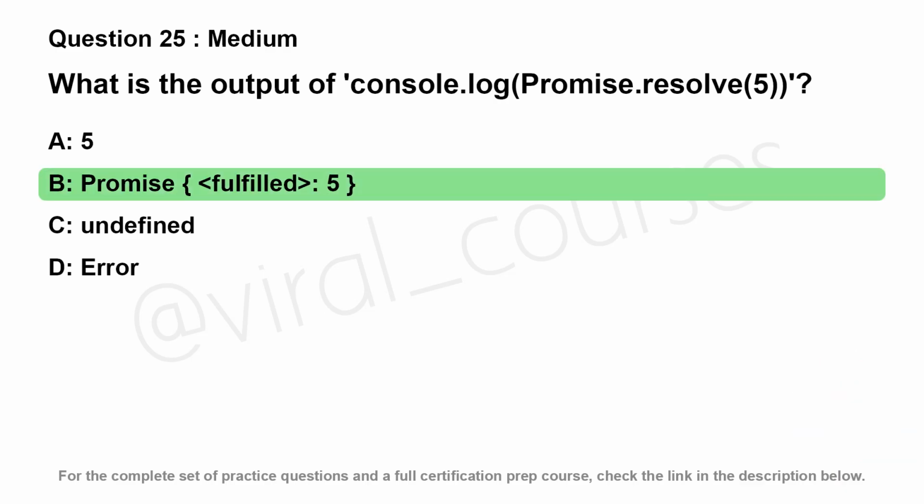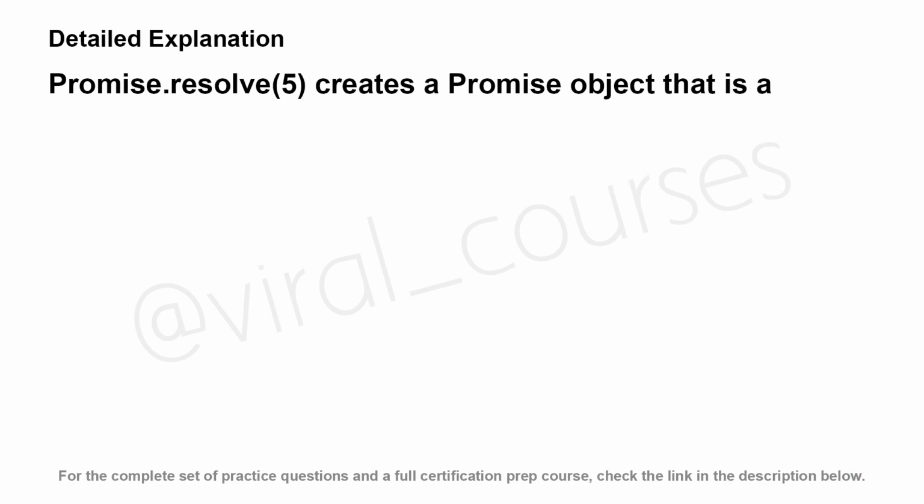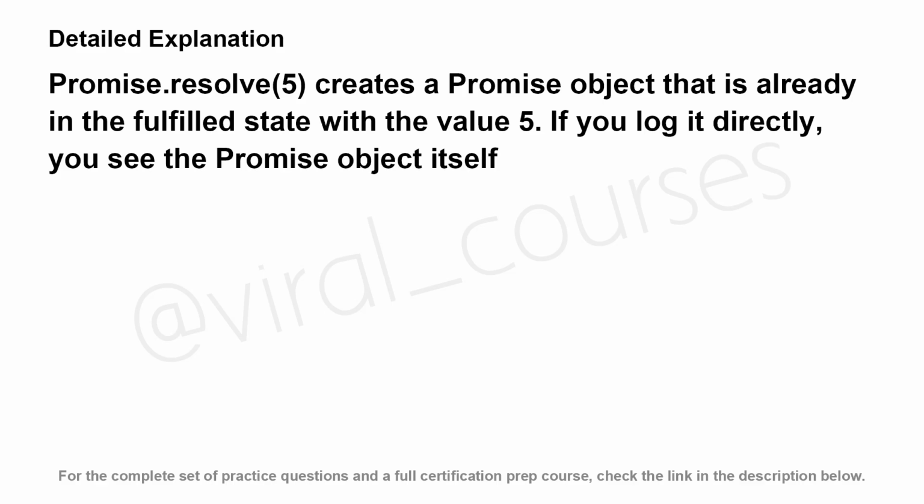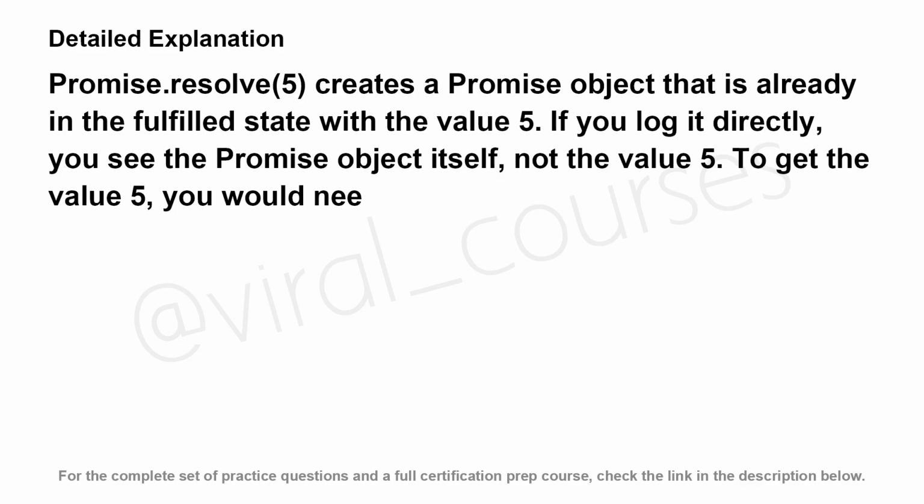The correct answer is B. Promise.resolve(5) creates a promise object that is already in the fulfilled state with the value 5. If you log it directly, you see the promise object itself, not the value 5. To get the value 5, you would need to use then or await.